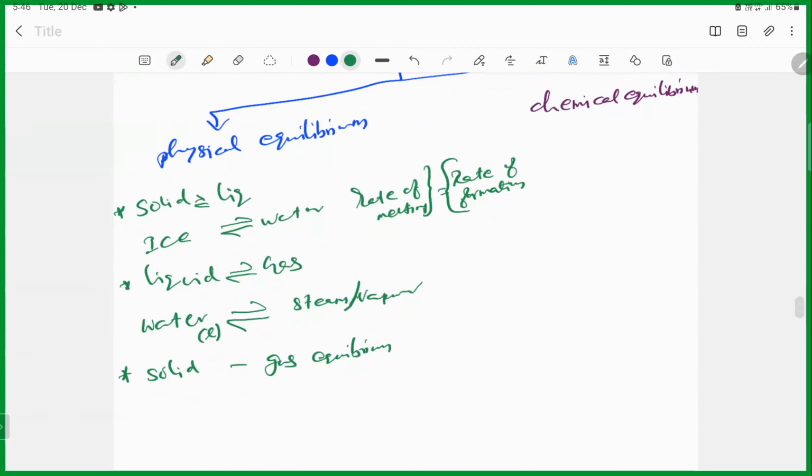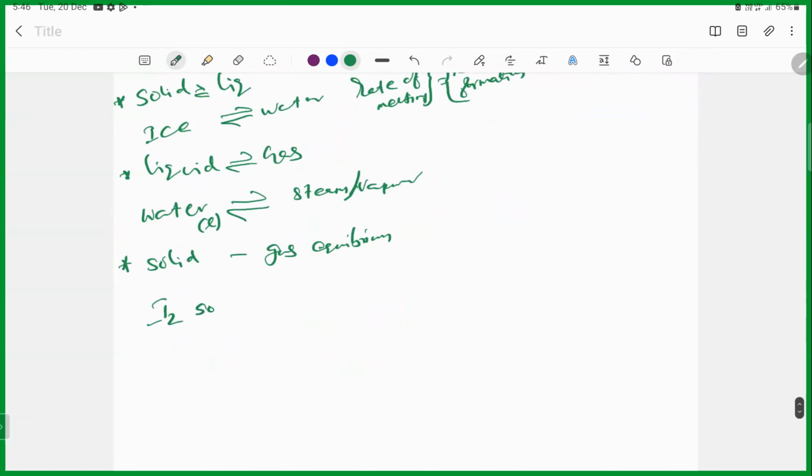Iodine solid becomes iodine vapors. Otherwise, ammonium chloride solid and ammonium chloride vapors.